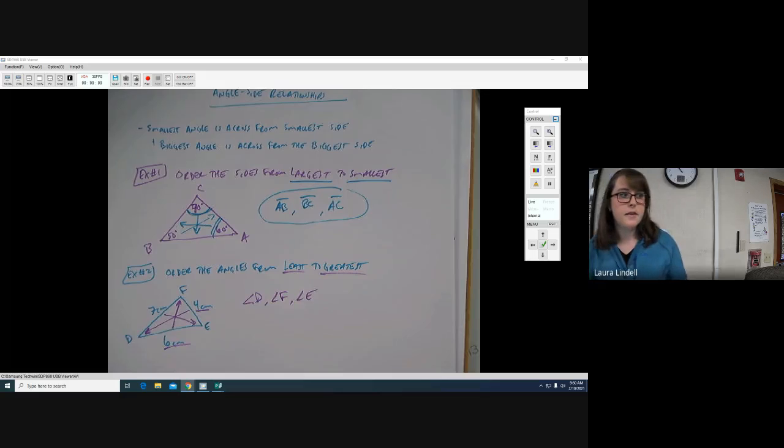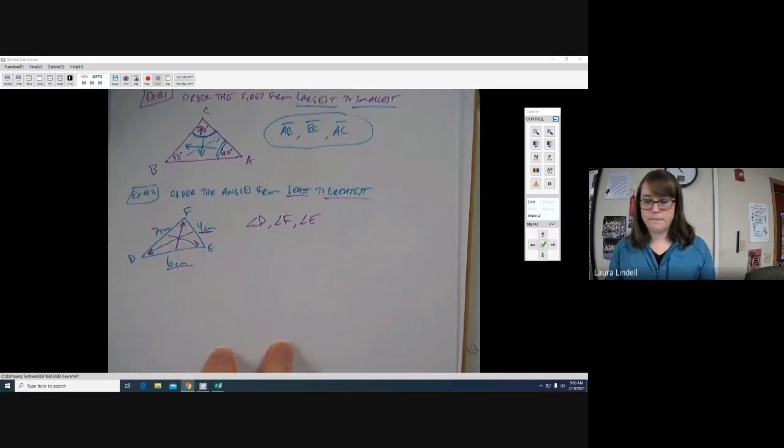Okay, so that's the first main idea of today, ordering the sides from largest to smallest and ordering the angles from least to greatest. I'm gonna have you guys try a couple real quick.